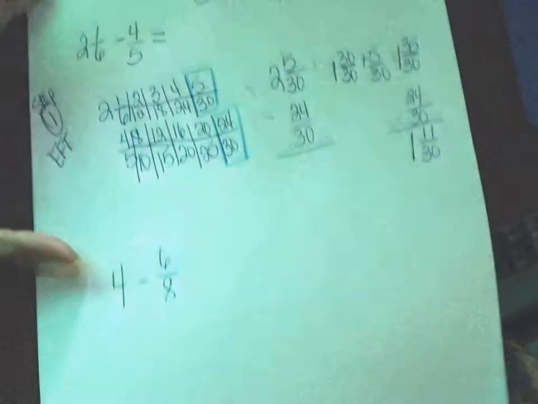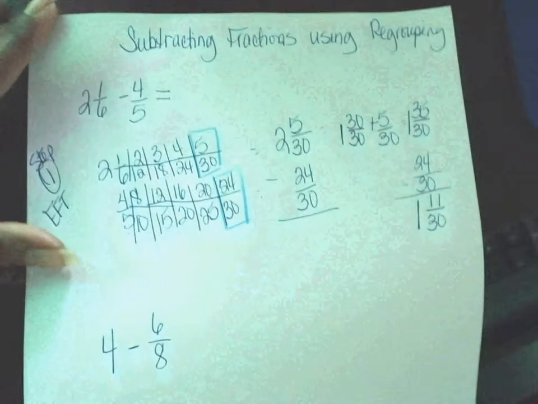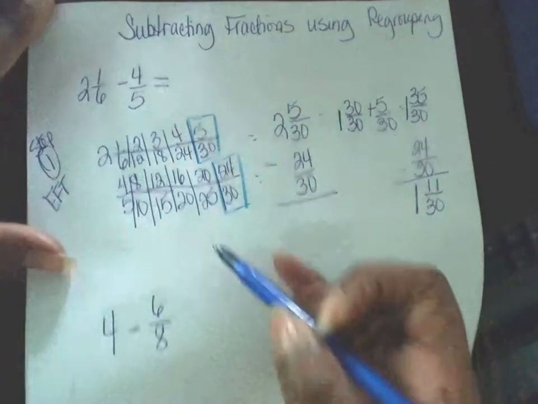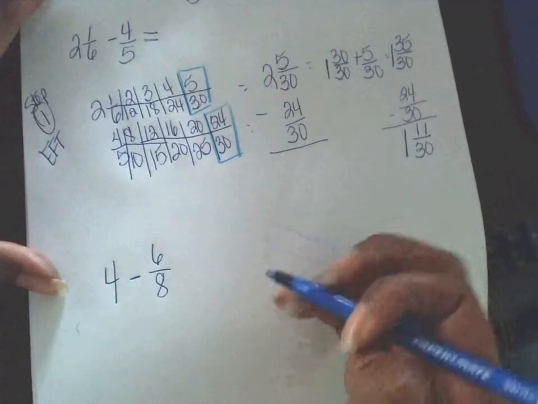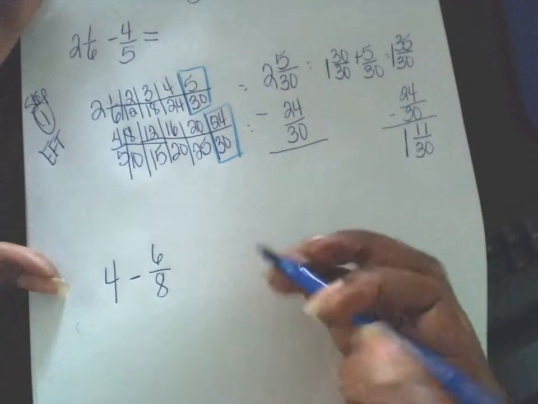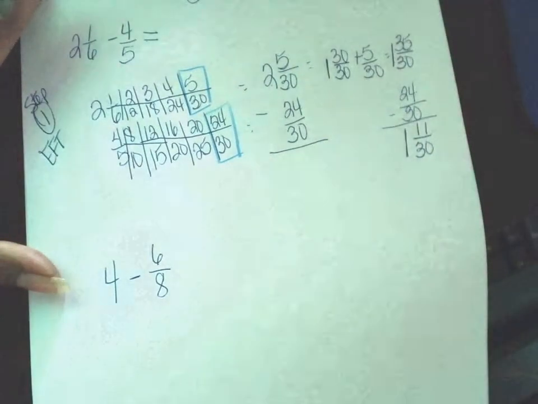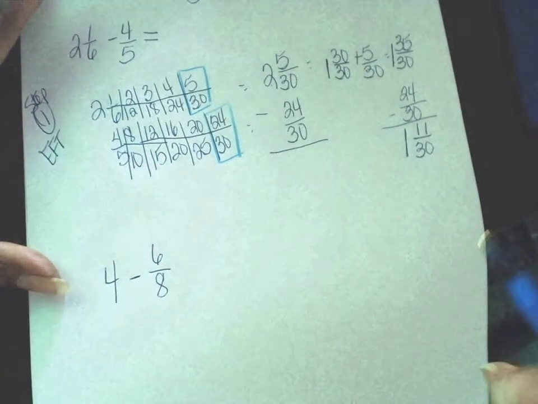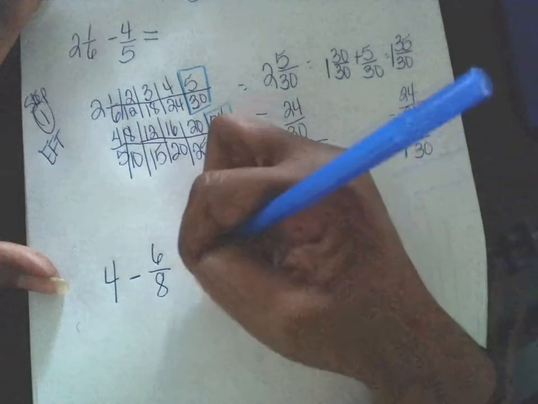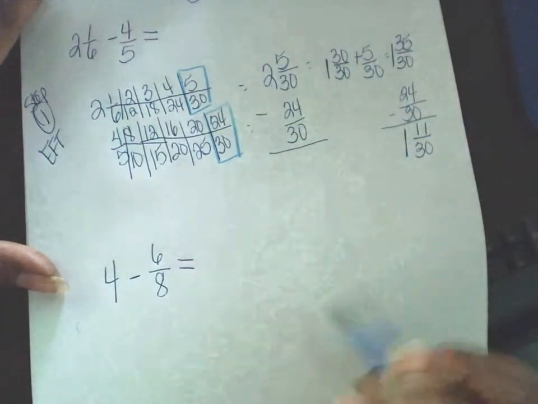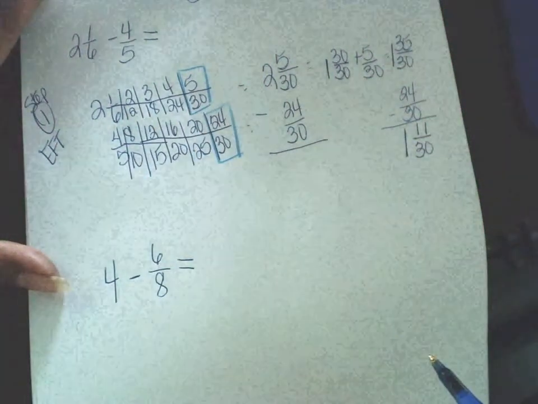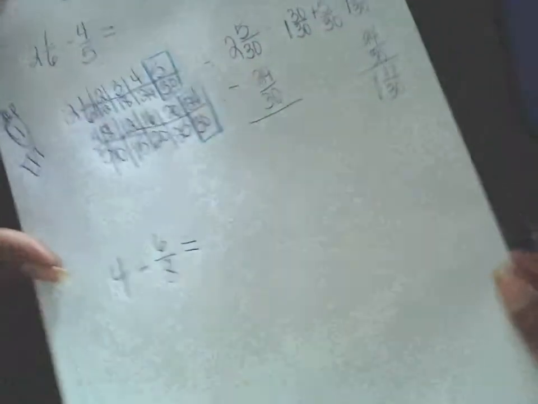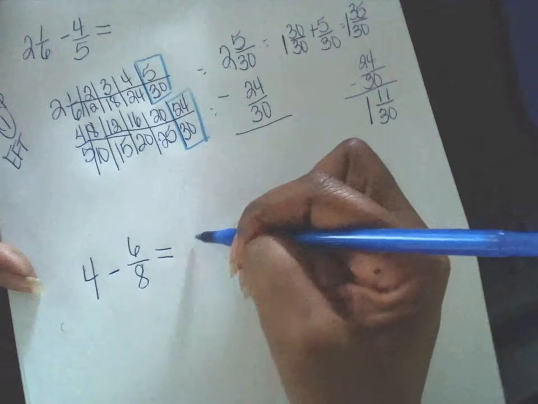So 4 minus 6/8. Again, we have no fraction. So what do we need to do? We have to create a fraction. Okay, we have to regroup. Remember that? So it's not reducing. Reducing is making something smaller. We're not making it smaller. We're just taking it and changing the way one of those wholes looks. Okay? All right. And if you want a picture, I could do a picture for you.